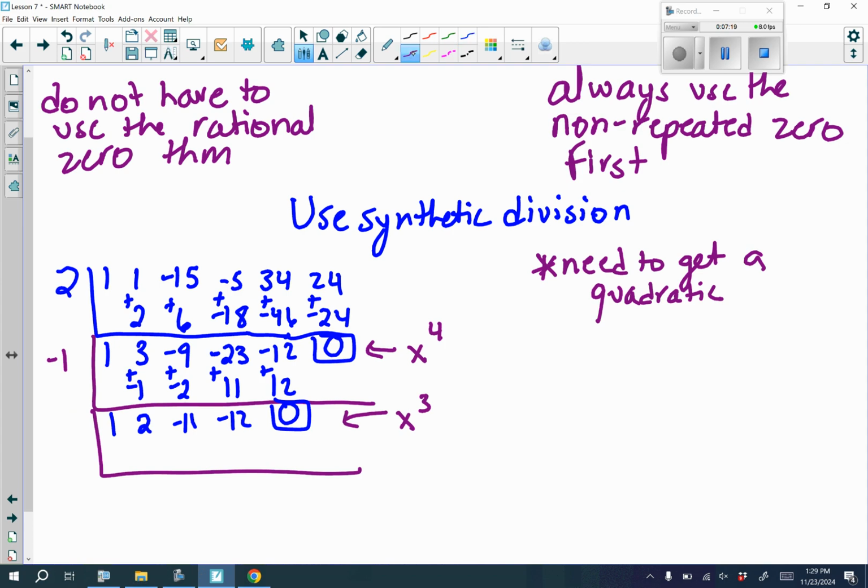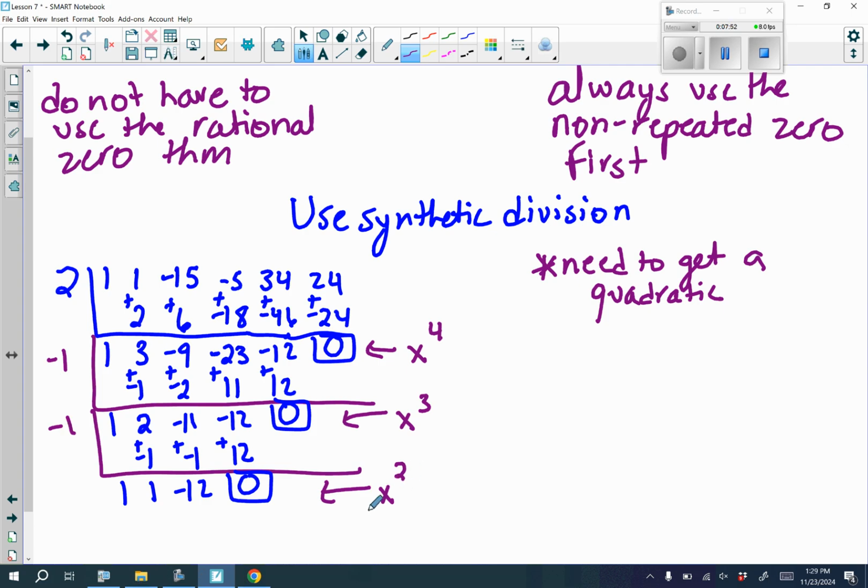And then I should have -1 on the outside because remember, this is the repeated 0. So you have to have that multiple times to represent that. And once again, we should get 0 as our remainder since -1 is a repeated 0. Now we've gotten x squared. So notice we had to do -1 twice in order to get to our quadratic.